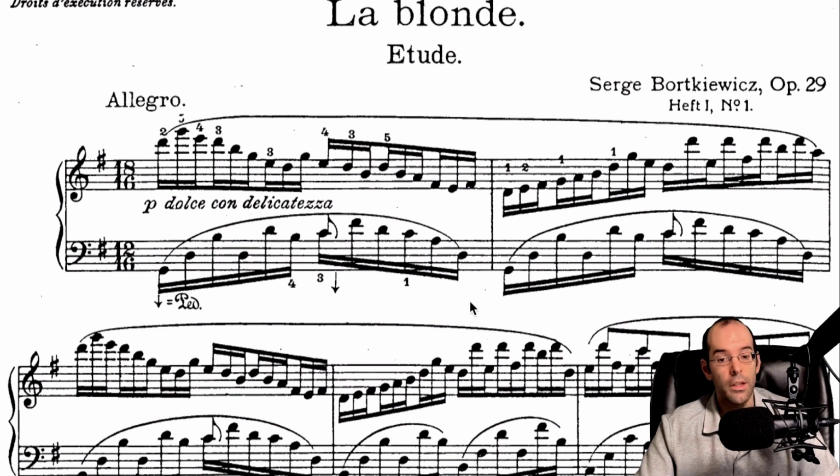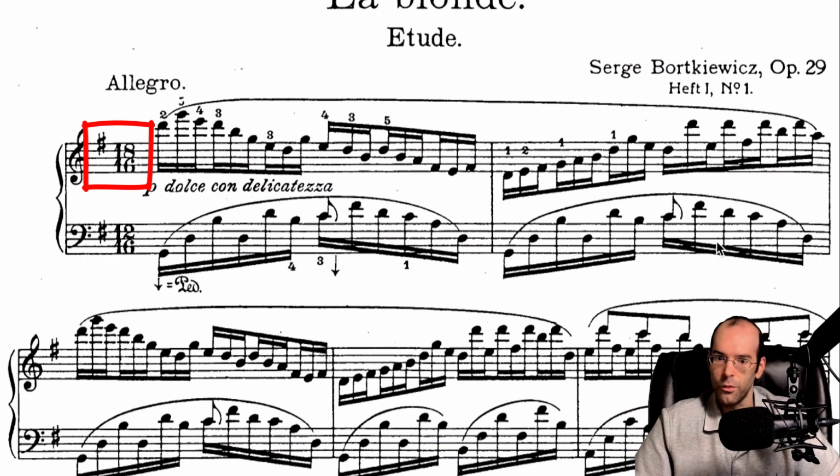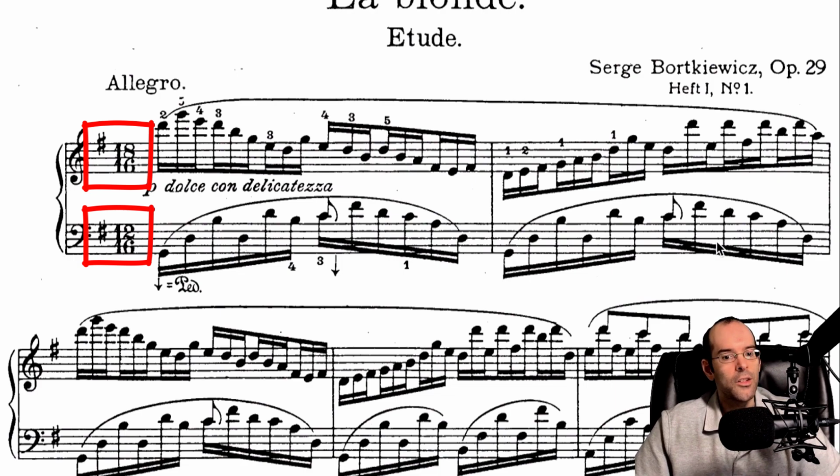You're going to see in the right hand here, we have 18/16. Now, that time signature alone is pretty strange, but if you look at the left hand, you're going to see 12/16. So what we have here is two different time signatures: one in the right hand and another in the left hand. Now, I've never seen this specific time signature combination before, so I figured let's sit down and take a look at this and analyze what this means.